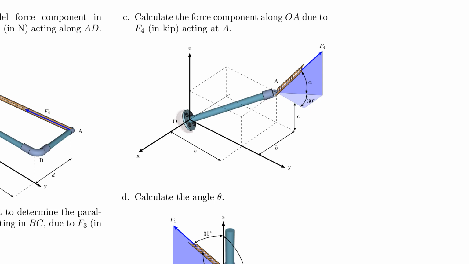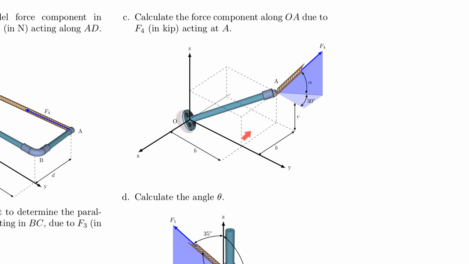So here for problem C, first of all, let's look what the problem wants. It says that we need to calculate the force component along OA, so no surprise here, due to the force F4 in kips. So if you are not familiar with kip, that stands for kilo-pound, right? So kip, kilo-pound. But technically you could solve this without the units, but you're encouraged here to use kips. And F4 is in kips with angles given to you here.